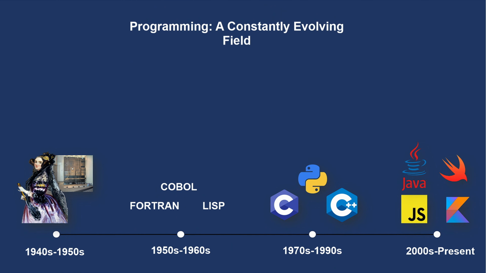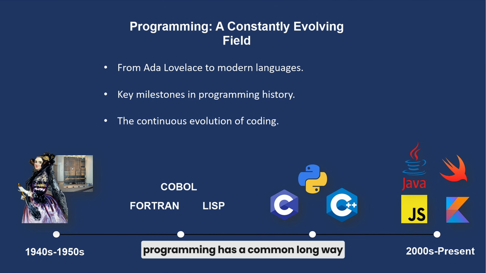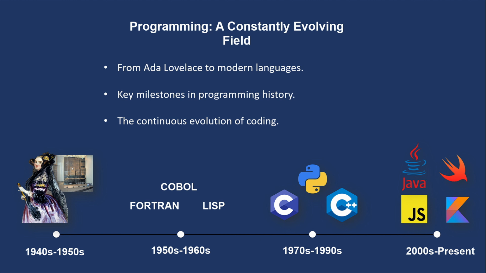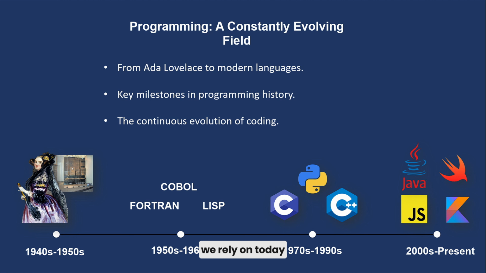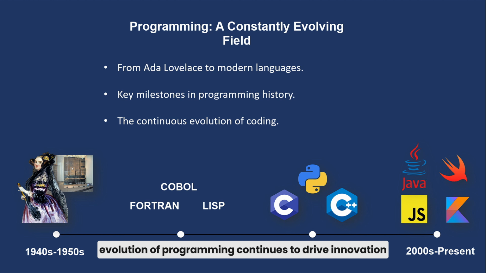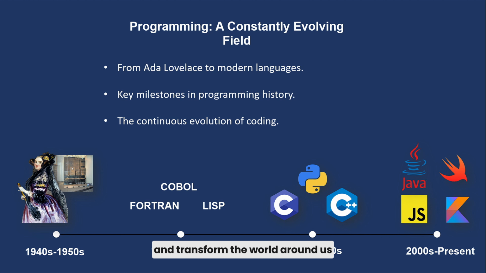Programming has come a long way since its early days with Ada Lovelace and ENIAC. From the introduction of high-level languages in the 1950s to the rise of C, C++, and Python in the late 20th century, each milestone has played a crucial role in shaping the technology we rely on today. As we stand on the brink of a new era with quantum computing and AI, the evolution of programming continues to drive innovation and transform the world around us. The history of programming is a testament to human ingenuity and the relentless pursuit of progress.